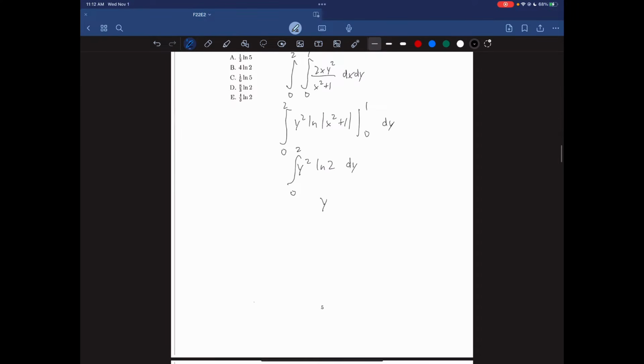And that is just y to the third over 3 times ln 2. And evaluating from 0 to 2, that is just 8 thirds ln 2. And that is D.